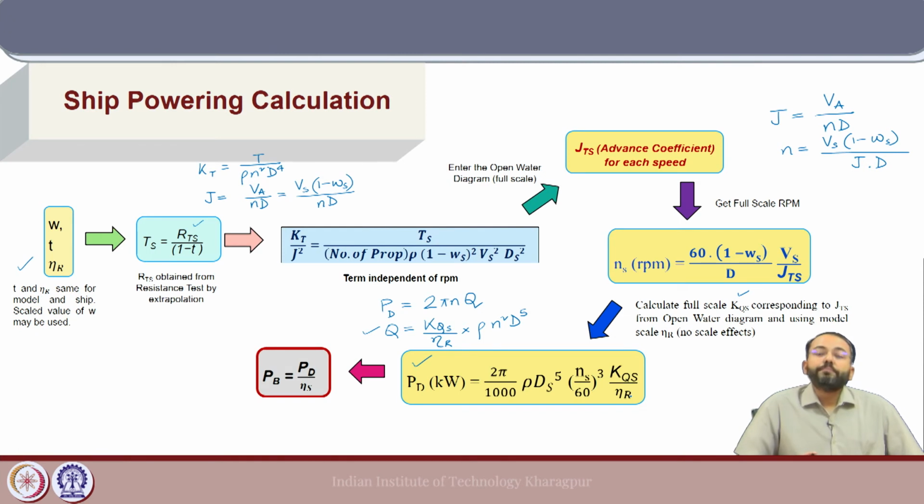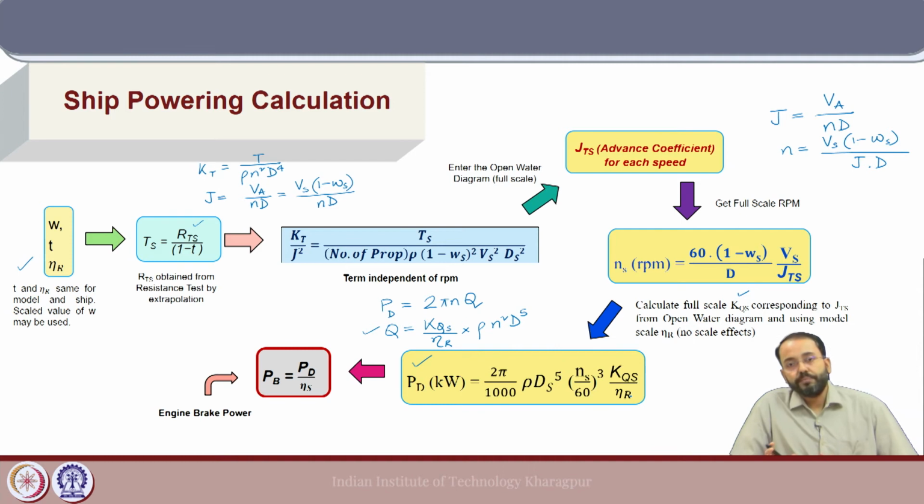Now, the brake power of each engine can be calculated from this delivered power divided by eta s, which is the shafting efficiency, the mechanical efficiency involved in the shafting components, which is typically having a value of around 0.97. So, we have the engine brake power in the full scale ship.